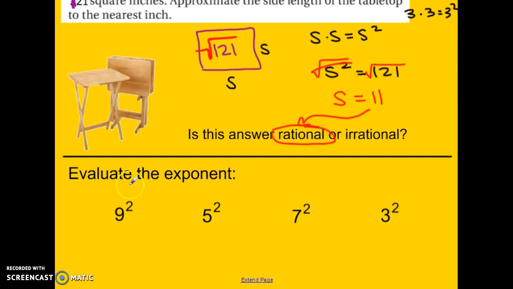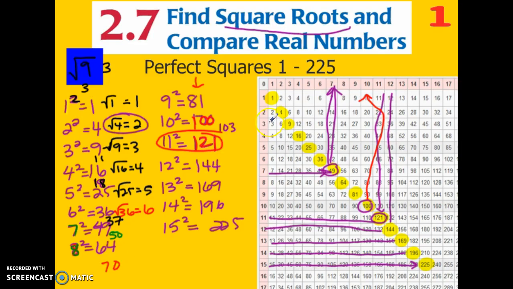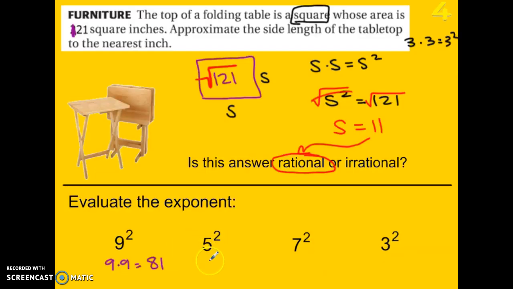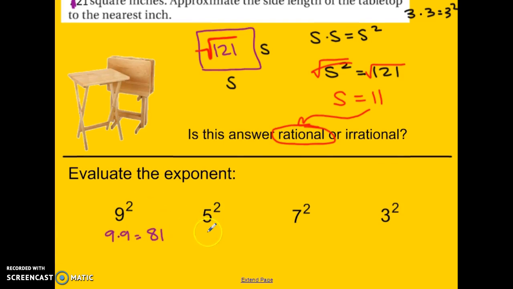But last, we're just going to evaluate our exponents. 9 squared is really the same as 9 times 9, which is 81. If you're not sure, look back here. 9 times 9 is 81. And then we have 5 squared. 5 times 5 is 25. So 5 squared is 25. 7 squared, 7 times 7 is 49. And then last, 3 squared is really just 3 times 3, which is 9.